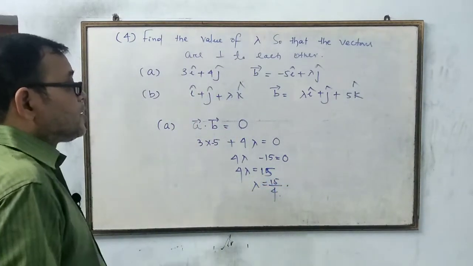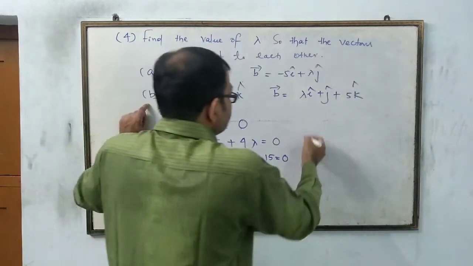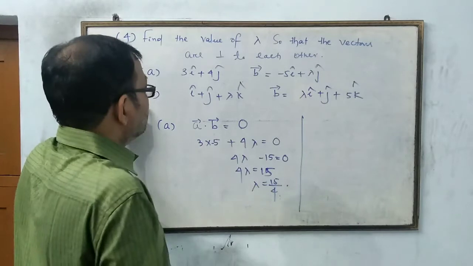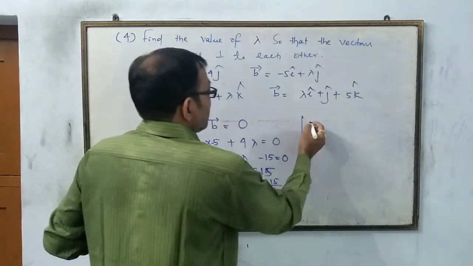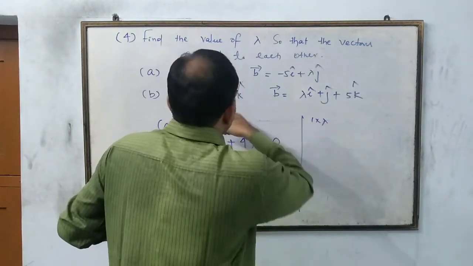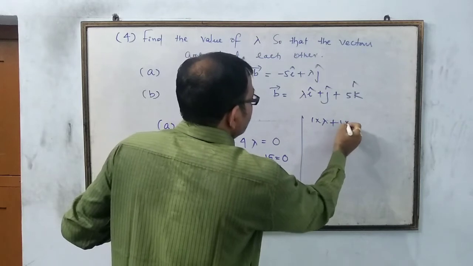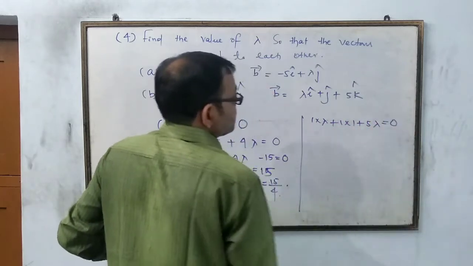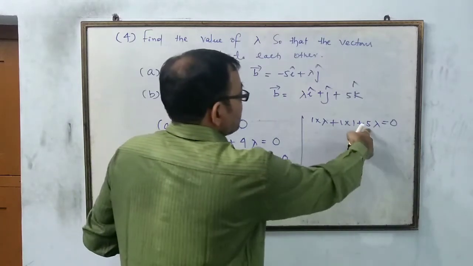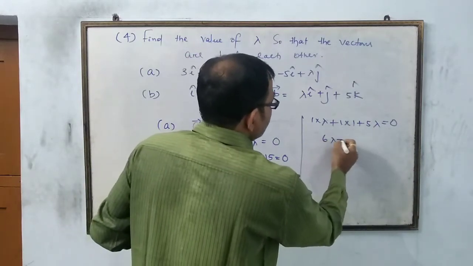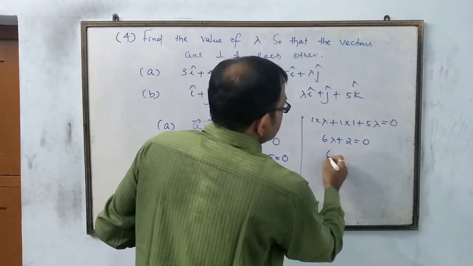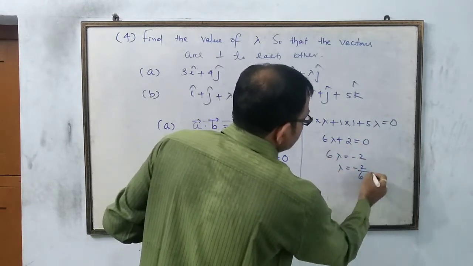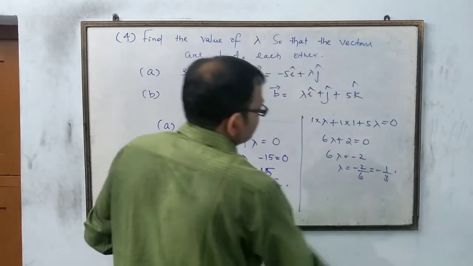Over, answer. If we go to the second part, the perpendicular condition is A dot B equal to 0. In the second part, 1 into lambda plus 1 into 1 plus 5 into lambda is equal to 0. So 6 lambda plus 2 equal to 0. 6 lambda equal to minus 2, lambda equal to minus 2 by 6, which is minus 1 upon 3.